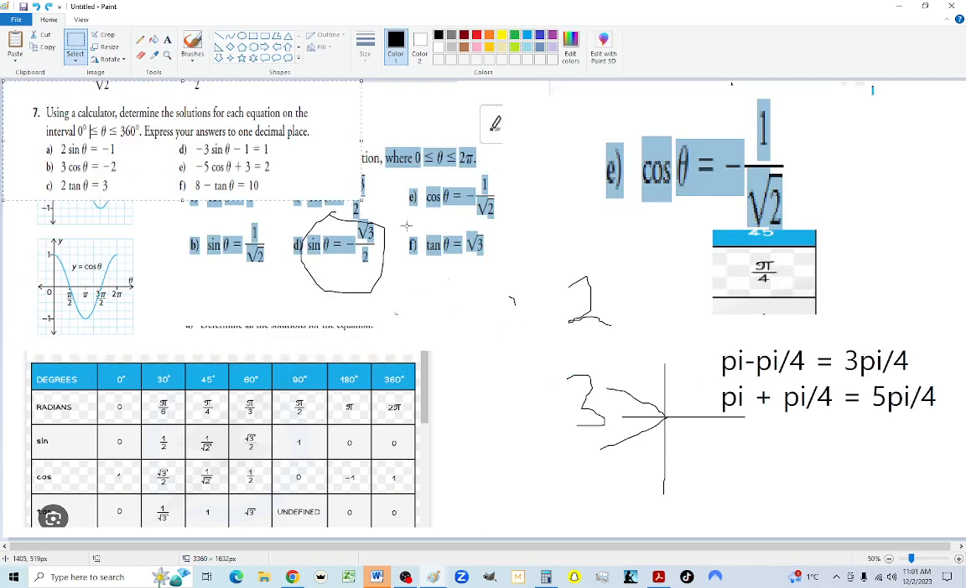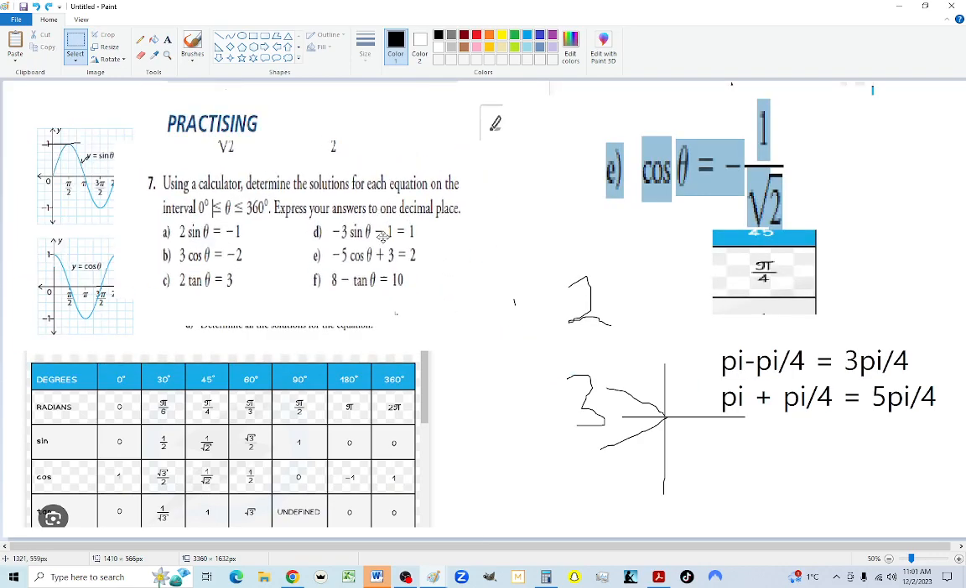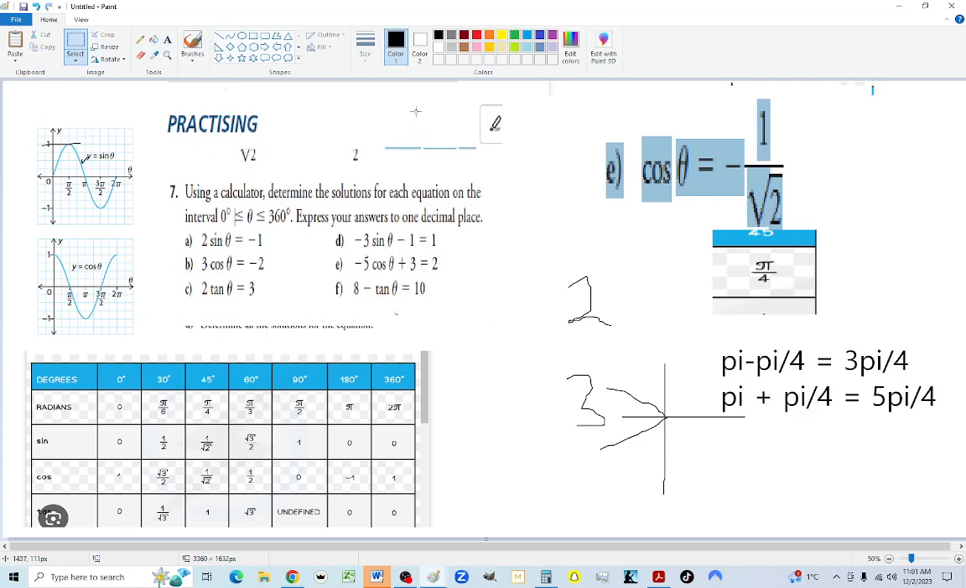Well, it might. Sometimes it might, actually. I shouldn't say not, because sometimes they get tricky. And we have to start with this one. Okay, when is 2 sine equal to minus 1? How do you solve that?